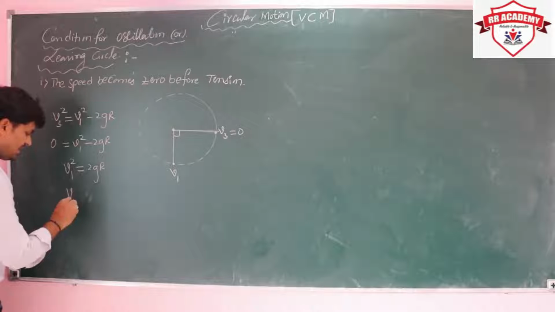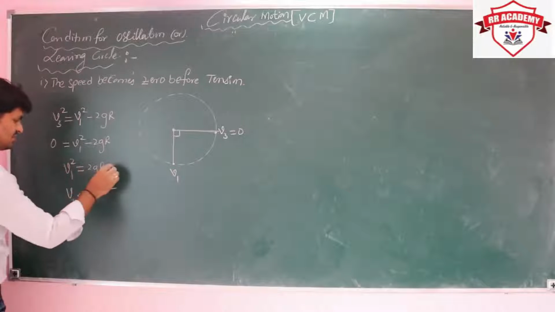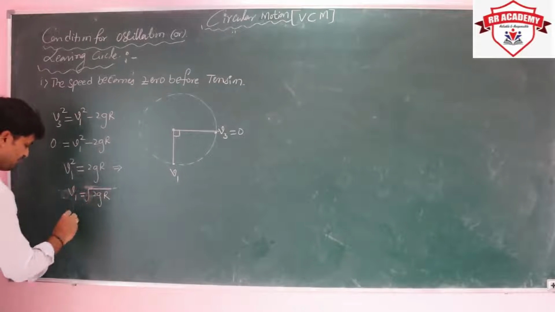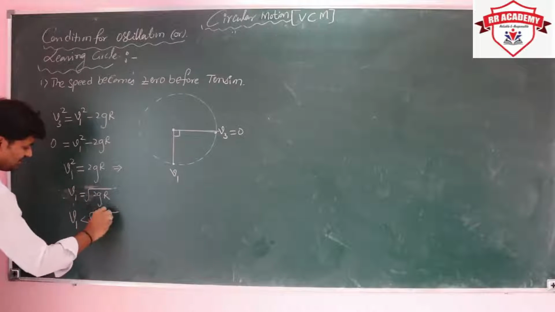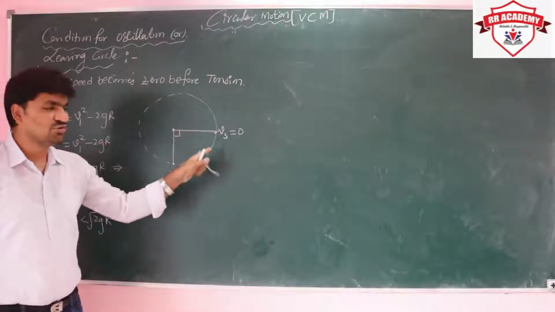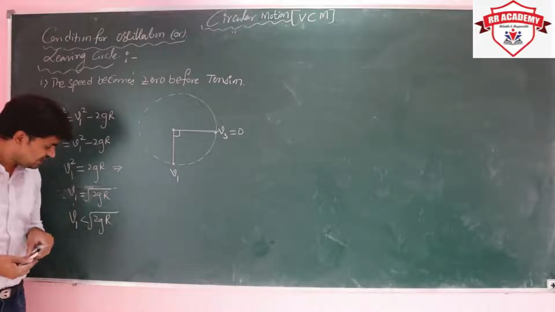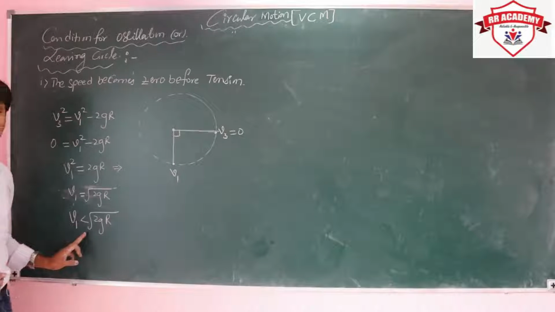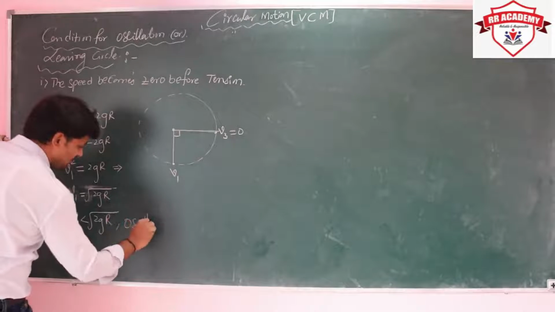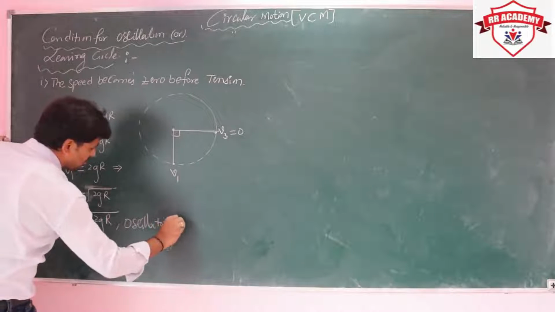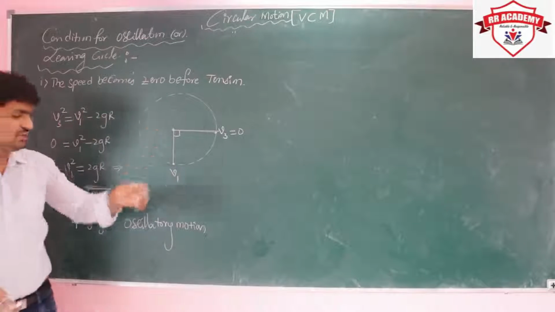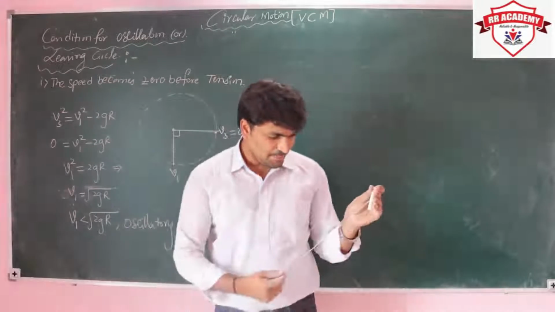In case V1 is less than under root 2gr, then what happens? The particle never crosses this, and the particle is oscillating about the lowest position. If the velocity at the lowest point is less than under root 2gr, then the motion is oscillatory motion. So see here, this is the condition when the particle is oscillating.